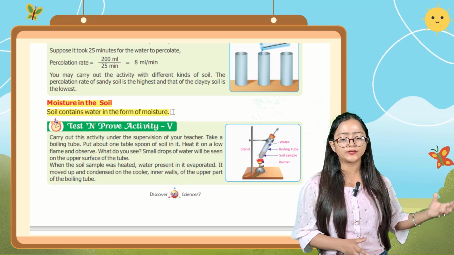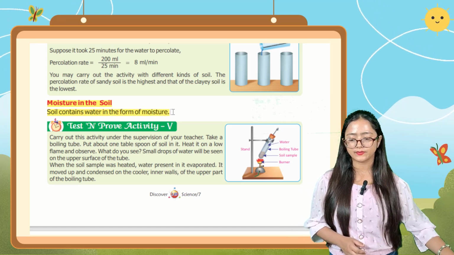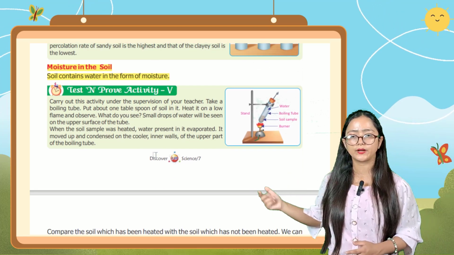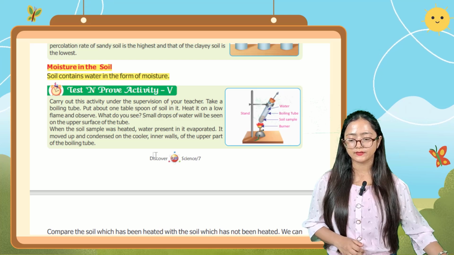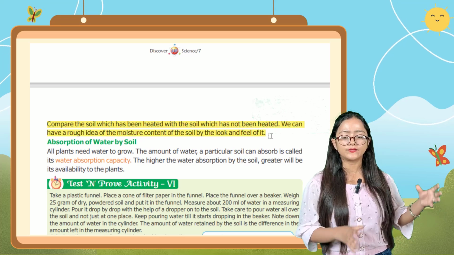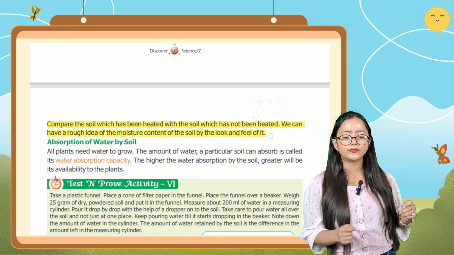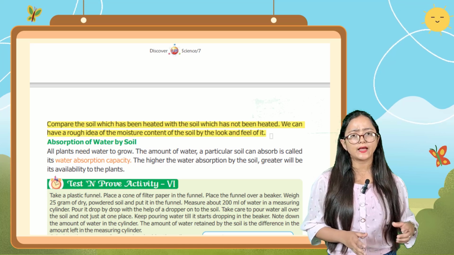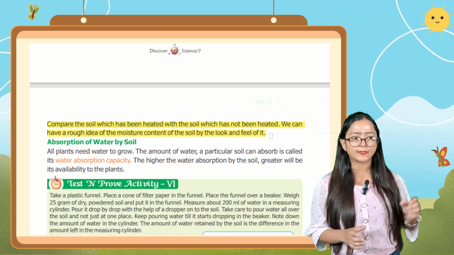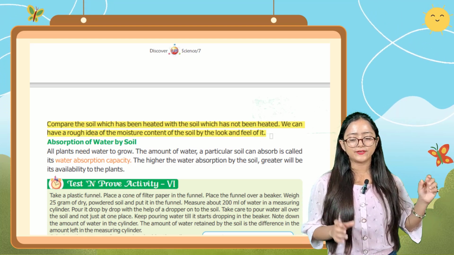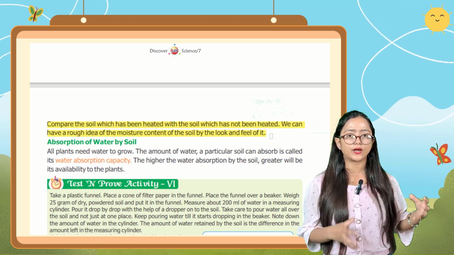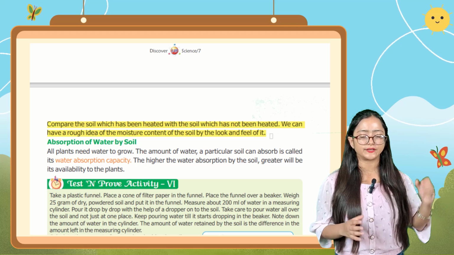Soil contains water in the form of moisture. Here is the next test and prove activity fifth. This one also you have to perform on your own. Compare the soil which has been heated with the soil which has not been heated. We can have a rough idea of the moisture content of the soil by the look and feel of it.